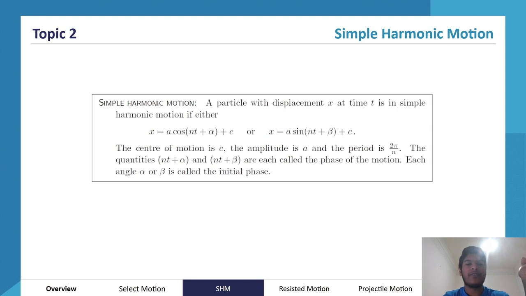So here we have 2 models. We have x equals a cos(nt plus alpha) plus c, and x equals a sin(nt plus beta) plus c. We'll talk about each one in detail, but a bit of terminology. C corresponds to the center of motion. A is the amplitude. 2 pi on n, that is the n that's attached to the t on both of them, that dictates the period of motion. The quantities nt plus alpha and nt plus beta are called the phase of motion.